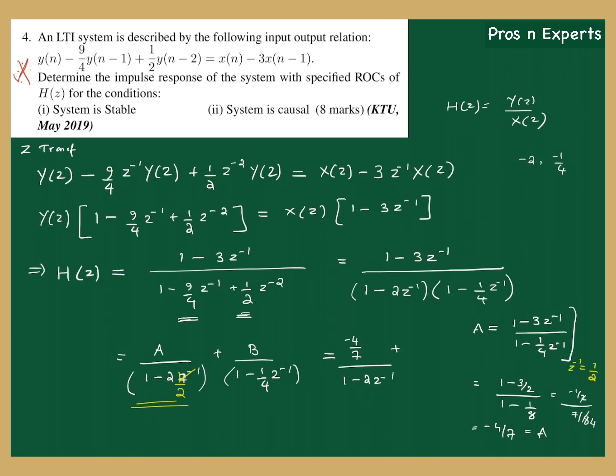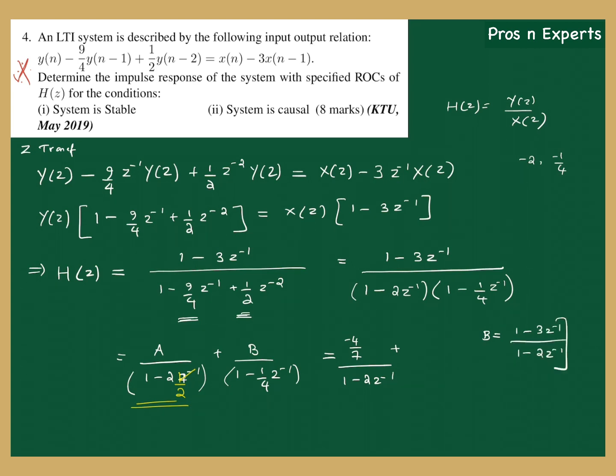Plus, in a similar fashion, you can find B. How can you find B? What is the denominator of B? Under B, it is 1 minus 1 by 4 z inverse. So you take this factor and multiply it with the whole transfer function, so this 1 minus 1 by 4 z inverse cancels out. So I can write B equal to 1 minus 3 z inverse by 1 minus 2 z inverse at z inverse equal to, what is the value of z inverse? Look at this term.